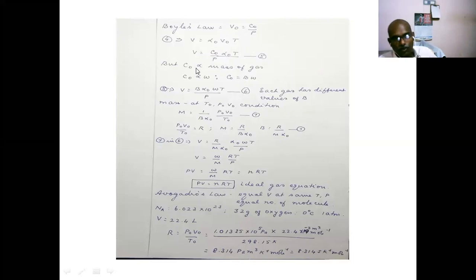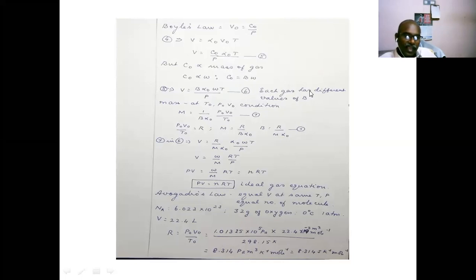But actually, if you look at C0, C0 depends upon the quantity of the gas taken, that is, the mass of the gas taken. So C0 is directly proportional to the weight of the gas. And I can introduce one more proportionality constant: C0 is equal to BW. So now I am going to introduce this BW in the place of C0 in equation number 5. Therefore, equation number 5 becomes V is equal to B alpha 0 W T divided by P.